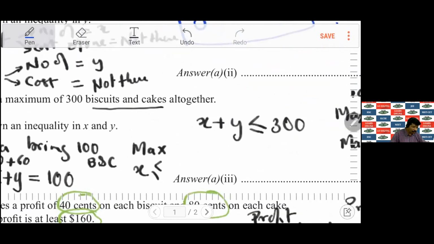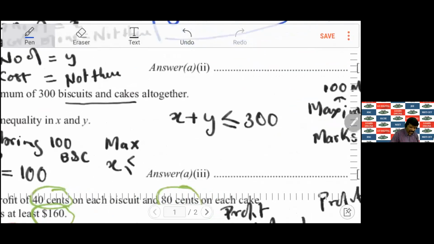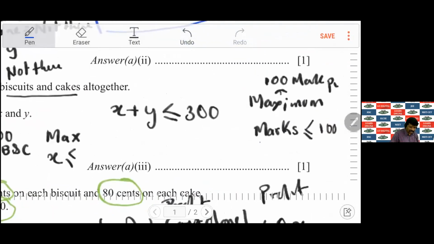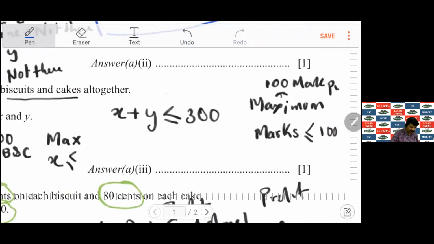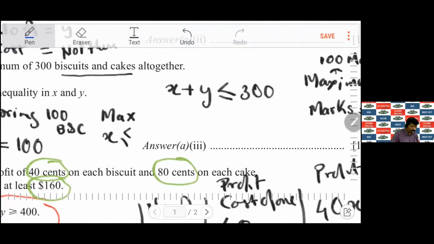Then the total number of both means you will add both, so X plus Y. And it is maximum 300. Maximum means you put it like this. I told you about maximum marks in your exam: you will get either 300 or less than 300.